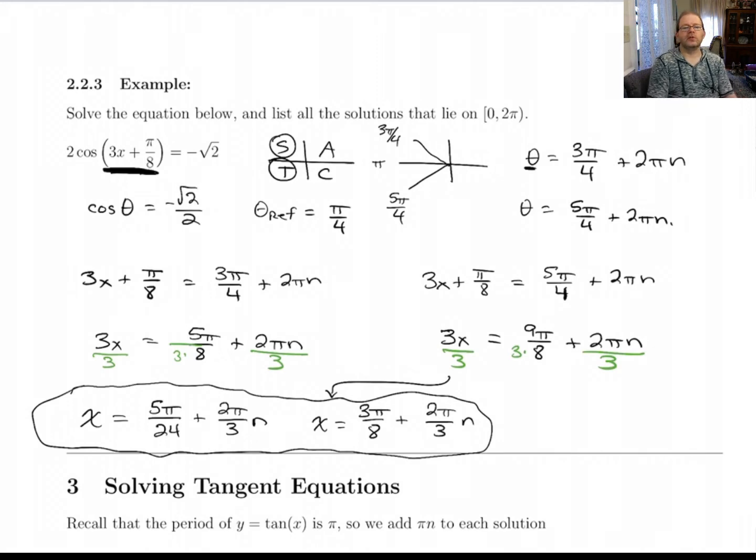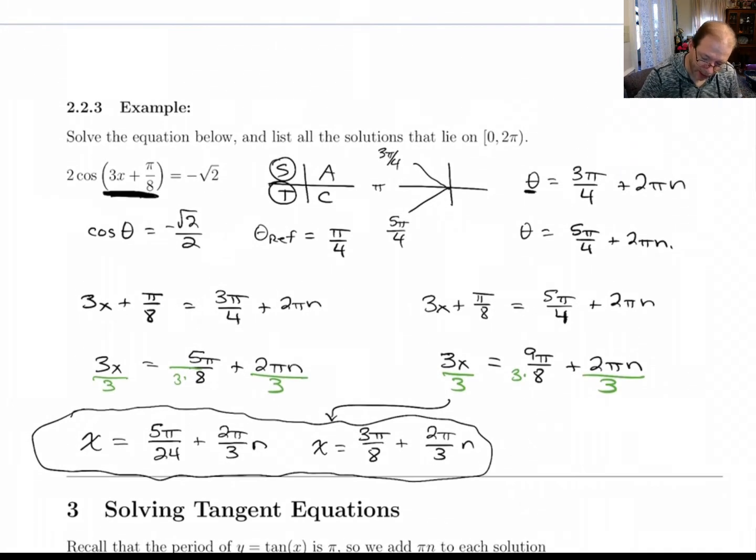That's my general solution. But now we want to list all of the solutions that lie between 0 and 2 pi. And I'm kind of out of space here. Maybe I can fit them in here. If not, I'll make it work. All right, so this first one over here, I'll do it in purple. We're going to start with 5 pi over 24, and we're going to add 2 pi over 3 onto it.